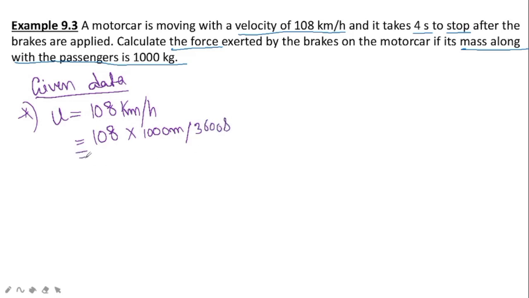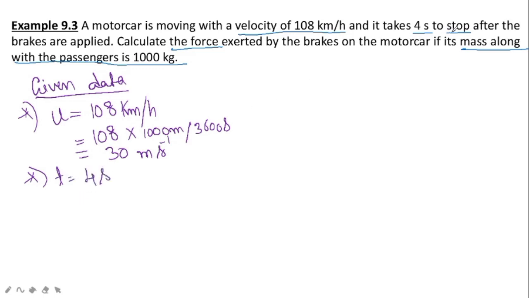So it gives 30 meter per second. So this is initial velocity. So next, what data we have? We have time, that is 4 seconds. So t equal to 4 seconds.